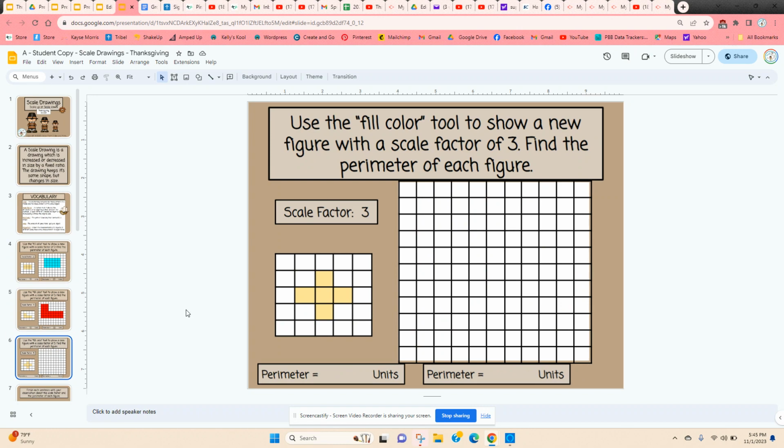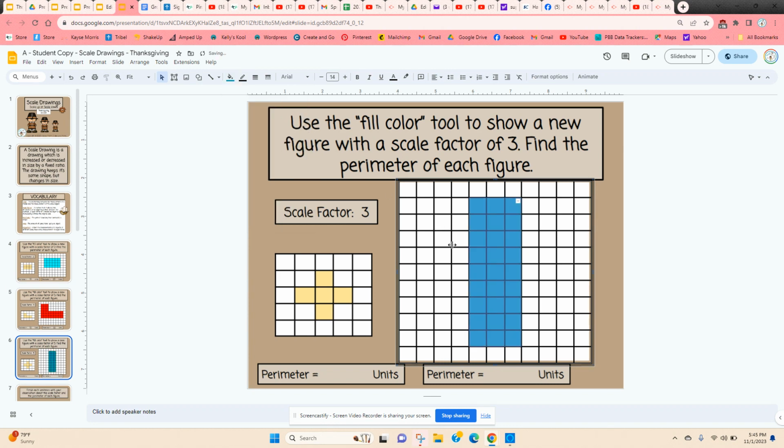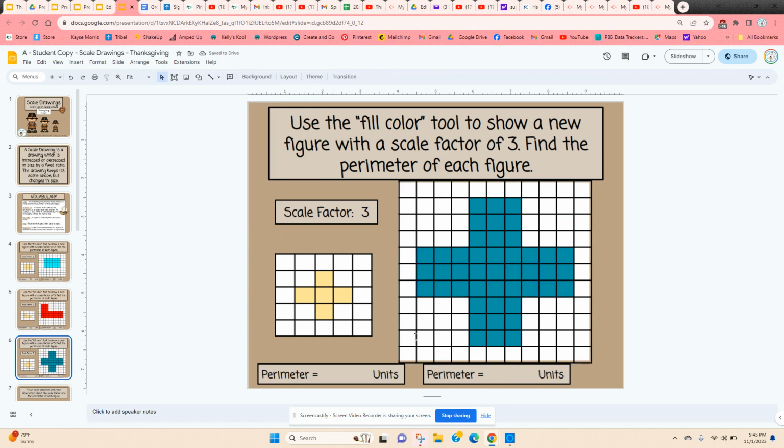And then the next one is a little bit tricky. You might even want to do this with the students. This one is a scale factor of 3, so we're going to multiply each of the sides by 3. They're going to get something, let's try this, that looks like this. Again, choose any color they like. If the students have difficulty with this, you can do part of it with them and then see if they can finish it on their own.